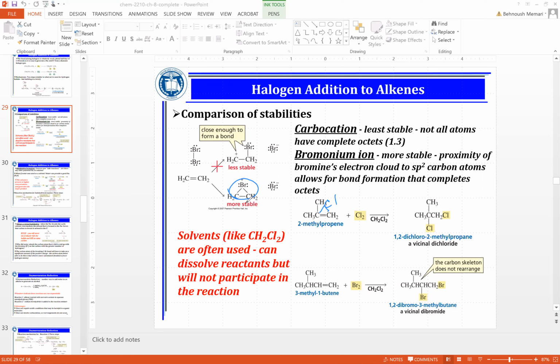So the product here is going to be, one chlorine would be added to each, one chlorine would be added to each. So there is no chance for rearrangement, or bromine would add to the.